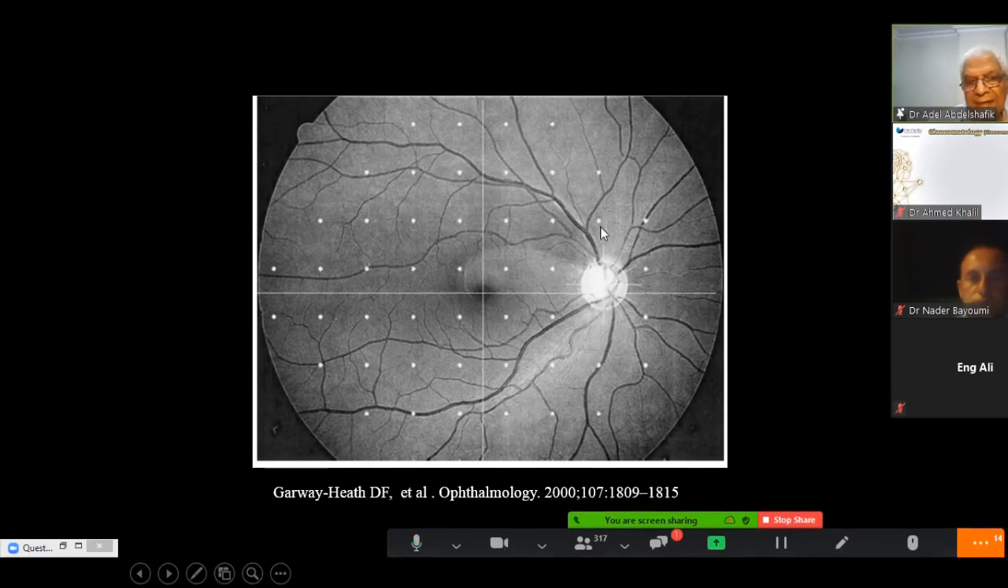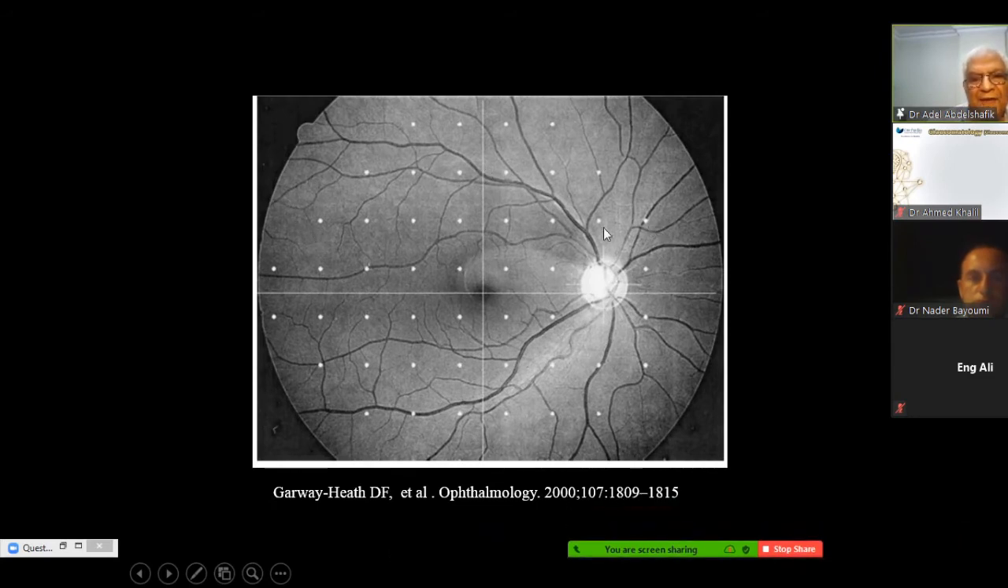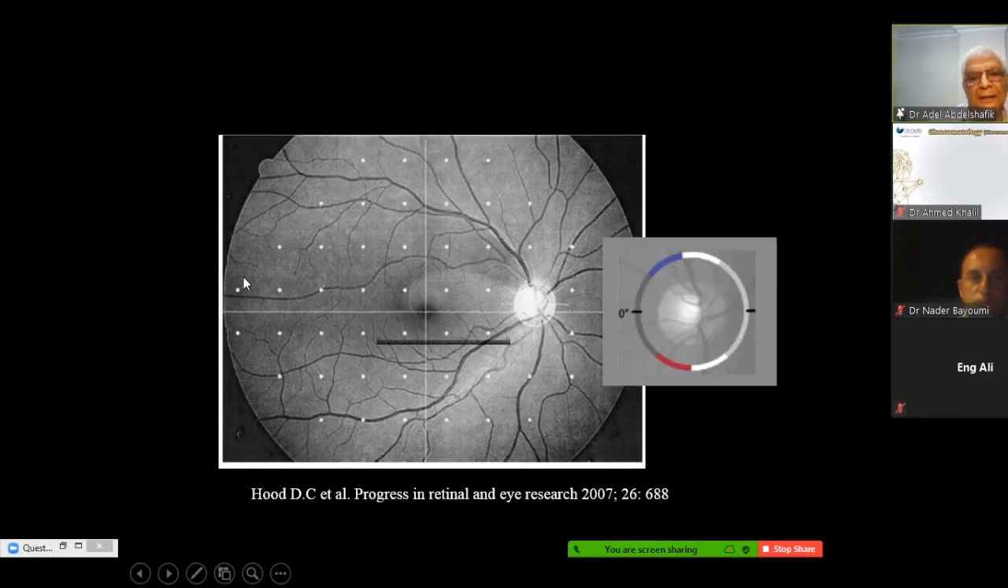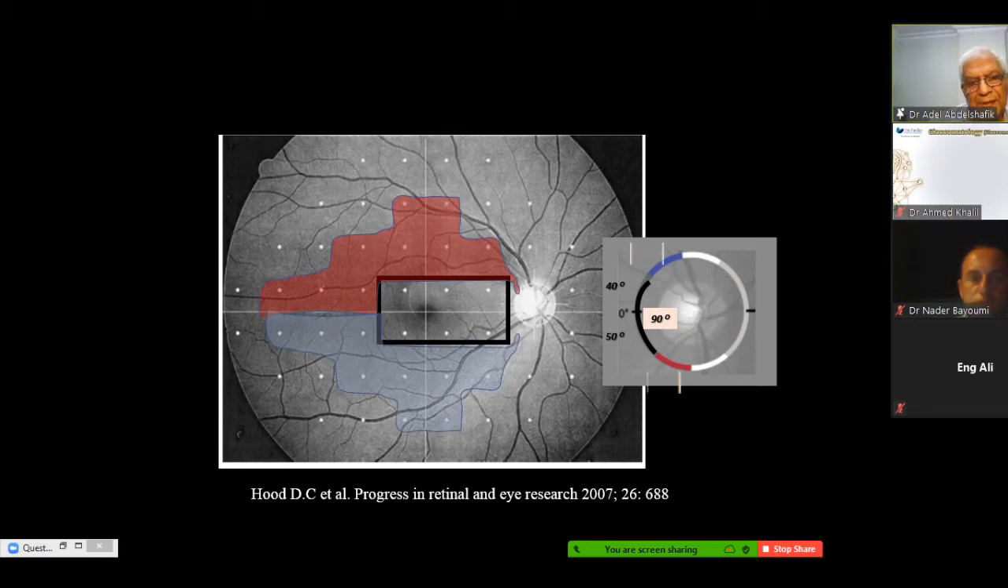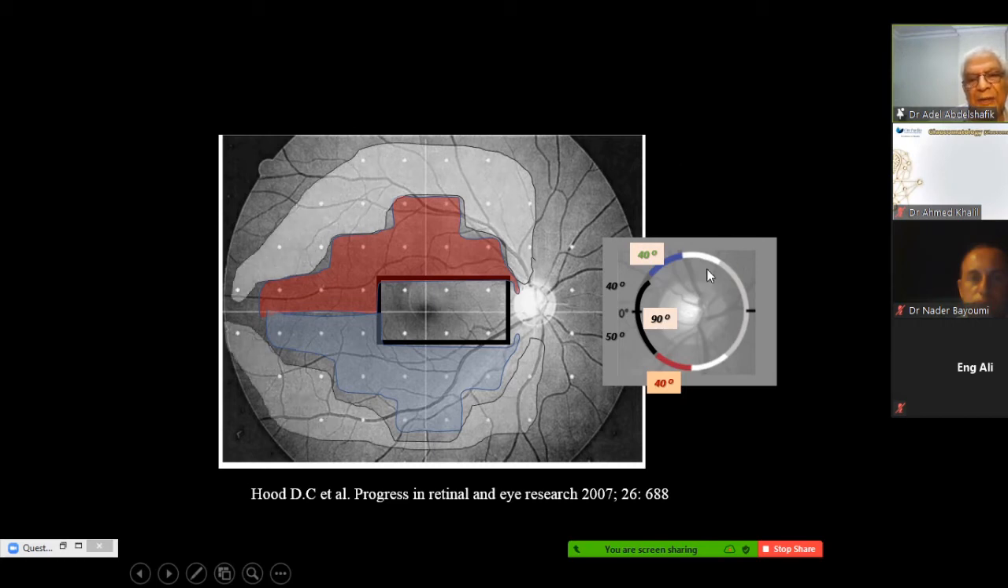He located the 24-2 of the Humphrey on the fundus. These 6 points get access to the retinal nerve fiber layer here, and this 90 degrees. This part of the field up and this part down, they get in these 40 degrees. The up will be here, the lower will be there. Then the remaining part of the field will get into this area of the retinal nerve fiber layer. The remaining 4 points nasally will end up in the nasal part.